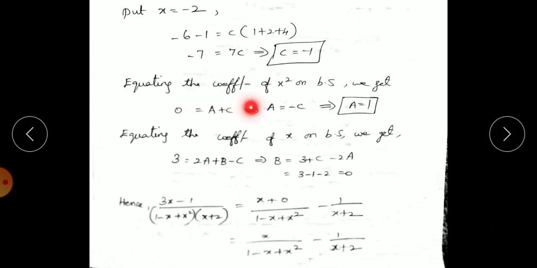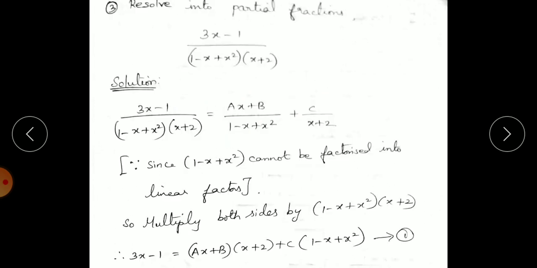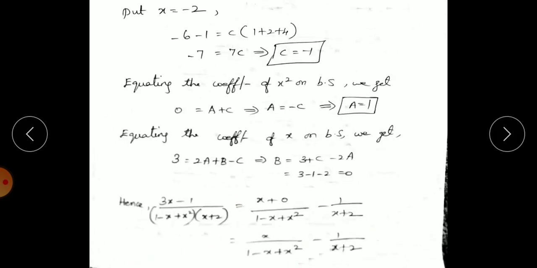Now equating the coefficients of x squared on both sides. What are the x squared terms here? The x squared terms on this side give a plus c. This term will become 0 because we don't have an x squared term. So a equals minus c, so a equals 1.